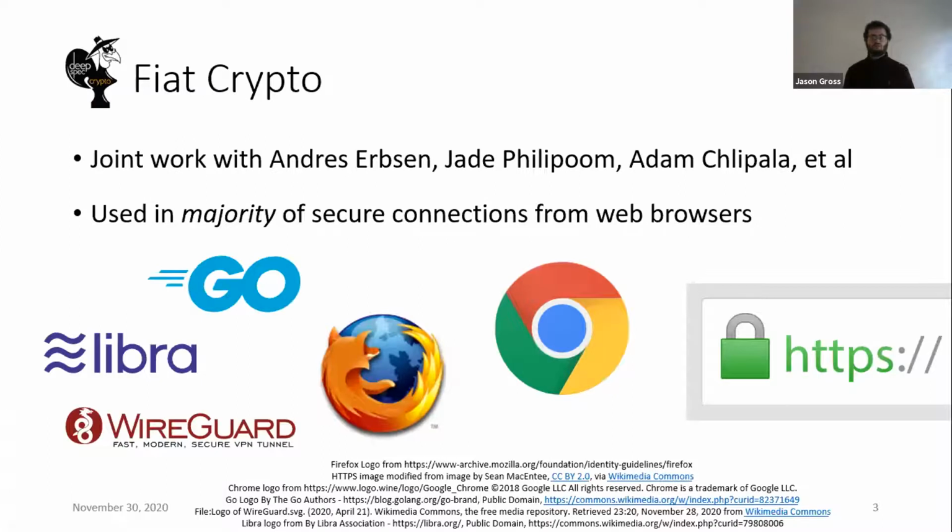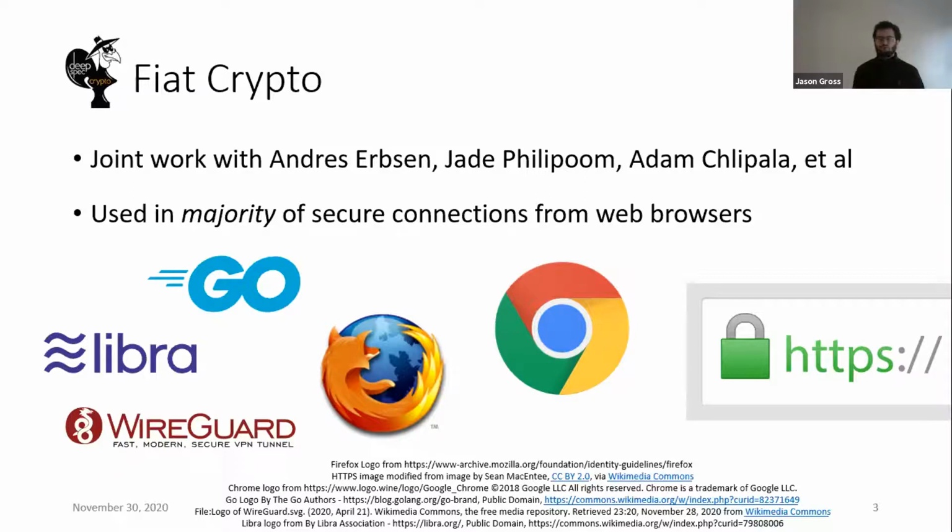The context of this talk will be the project Fiat Crypto, where crypto here is cryptography, not Dogecoin. Fiat Crypto is joint work with Andres, Jade, and Adam. And the code that we generate is now used in a majority of secure connections from web browsers. Our code implements the elliptic curve cryptography underneath HTTPS, which is used wherever you see that secure lock icon. Our code is used in Chrome and Firefox, in the Go standard library, in Facebook's LibreCoin, in WireGuard in the Linux kernel. And it was picked up just 3 years after we started working on it, which is highly atypical for academic formal verification projects.